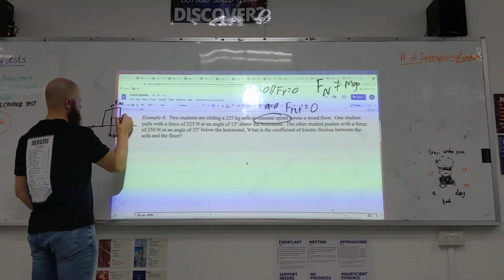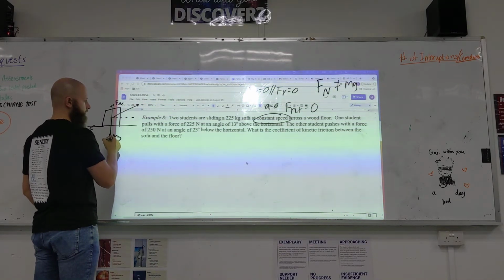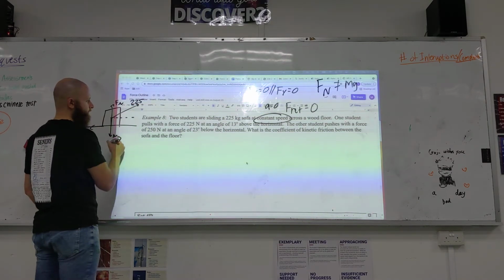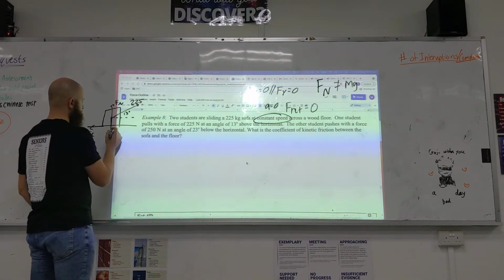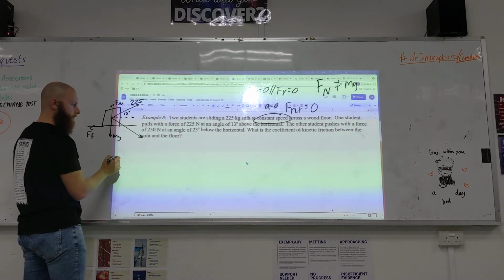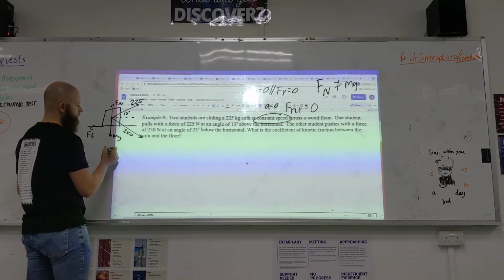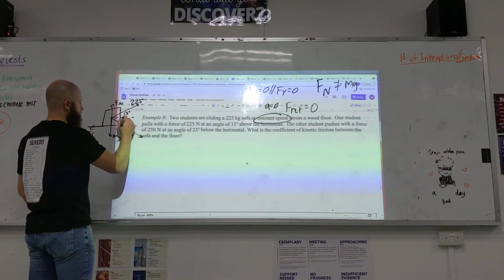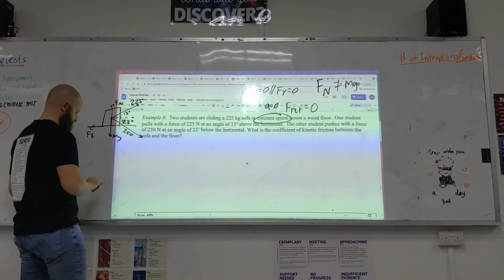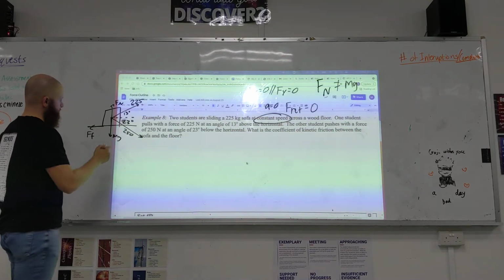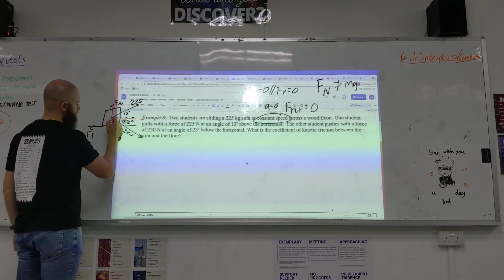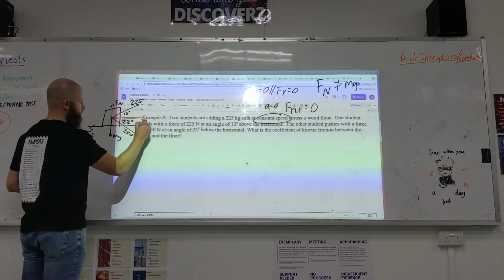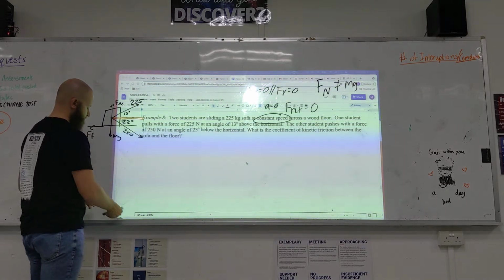And then I have two forces. Let me put a dotted line here. I have one force that is, I'm just going to put 225, and this is 13 degrees. And then I also have a force that is 250, and this is 23 degrees. So I'm actually going to have to break each one of these forces into components. So I have two different triangles.